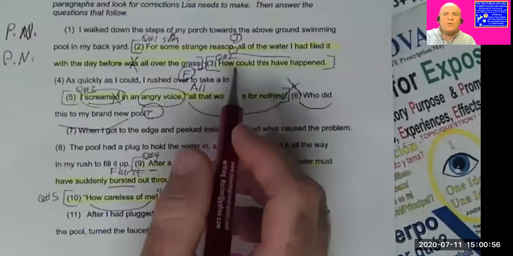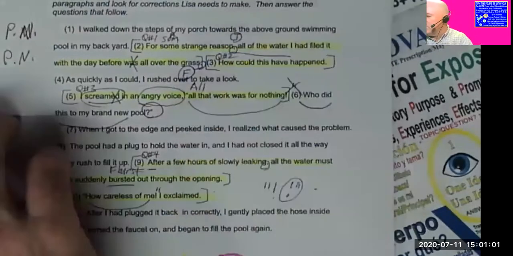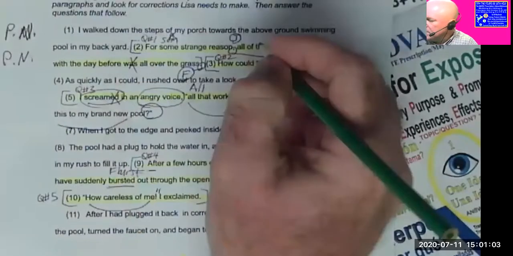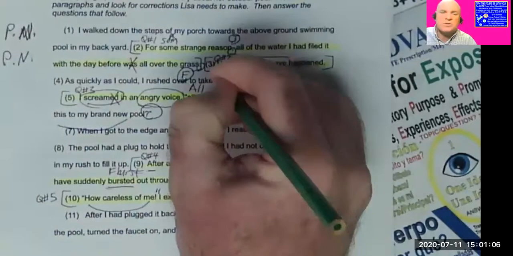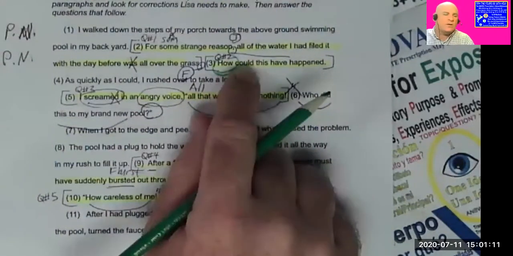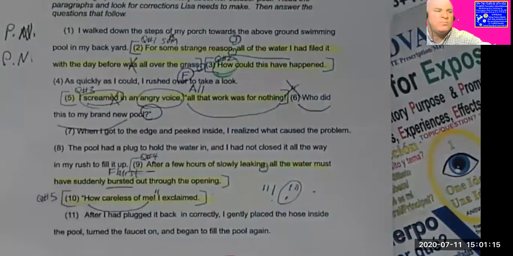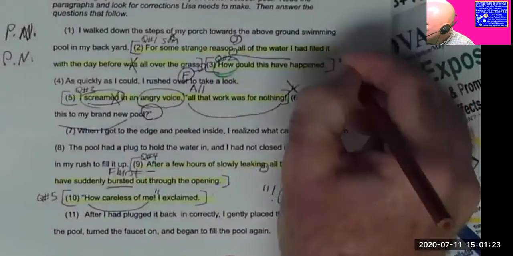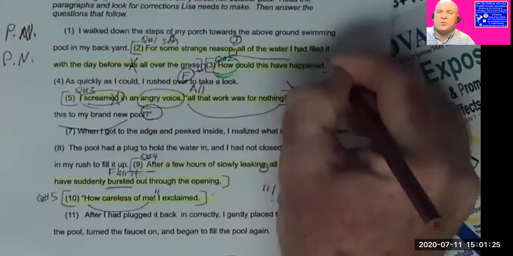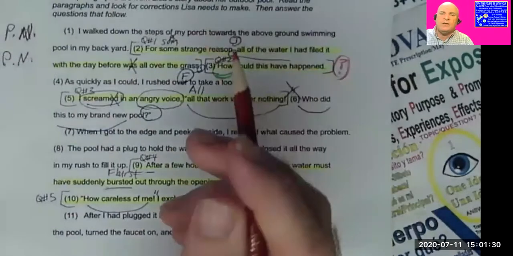Capital. How could this have happened, period? Because we said that how is one of those words that were question starters. We can say, our stop sign should be converted from a period to a question mark. And you can't really tell very well, but this is a red colored pencil.